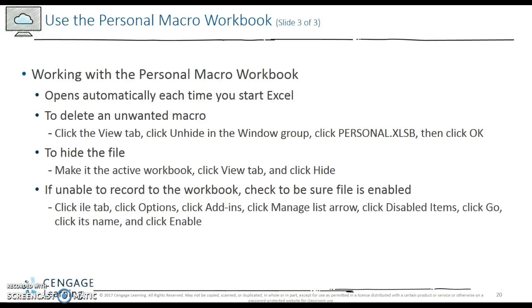If you're unable to record to the workbook, check to be sure the file is enabled. That's one of the tricks: click the File tab, click Options, click Add-ins, click Manage, select Disabled Items, and then click Go. And then you would click on the name and make sure that it's enabled, so that perhaps that's your problem as to why you're not able to use a particular macro.